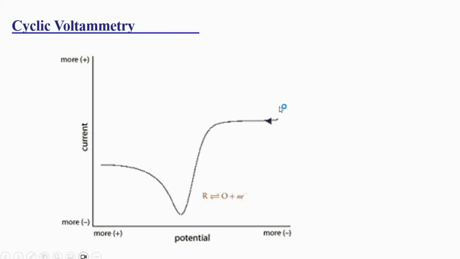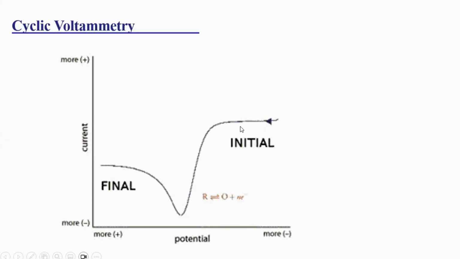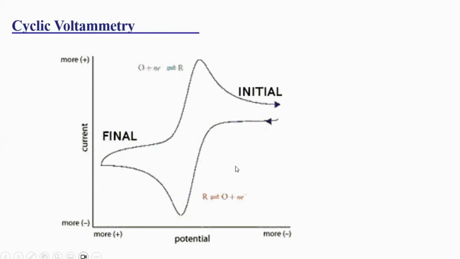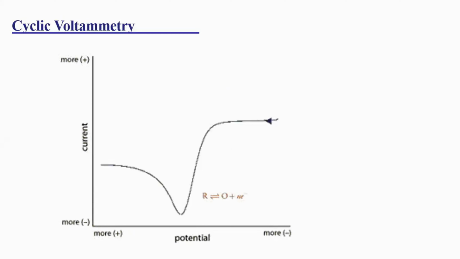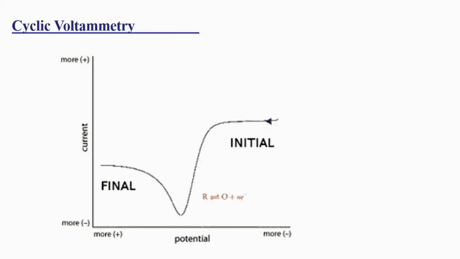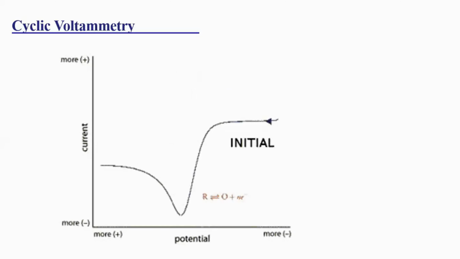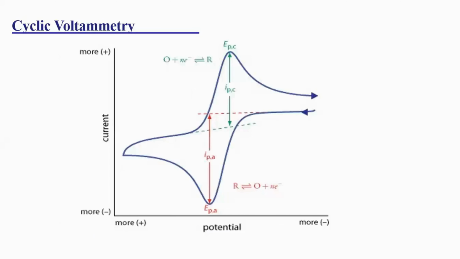That is nothing but the initial potential. This process occurs in a cyclic manner. Therefore, this method is known as cyclic voltammetry, and the respective plot of the current versus potential curve, we can call it a cyclic voltammogram. So here we can see a very typical cyclic voltammogram.